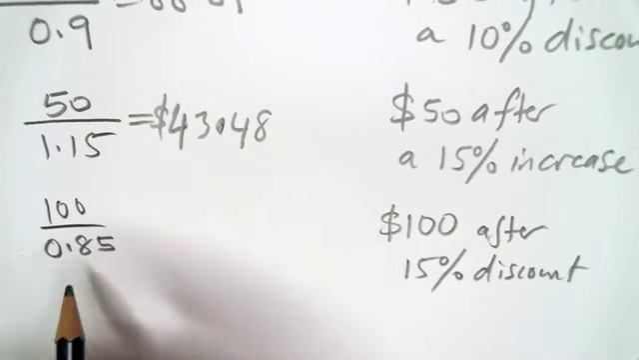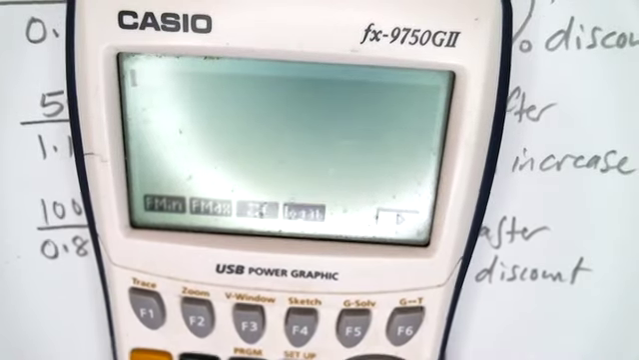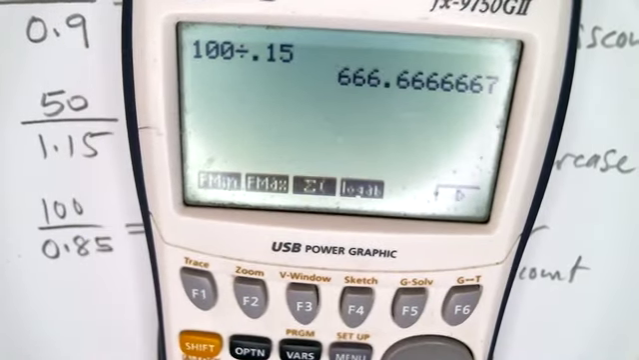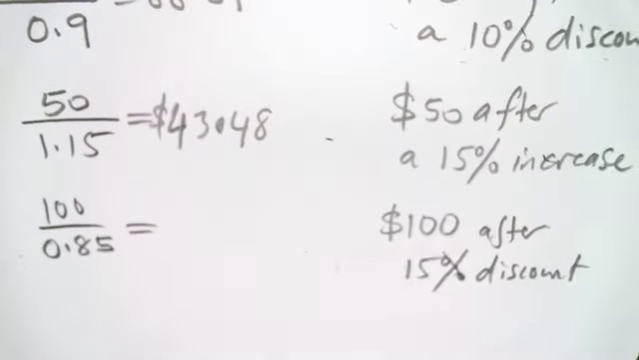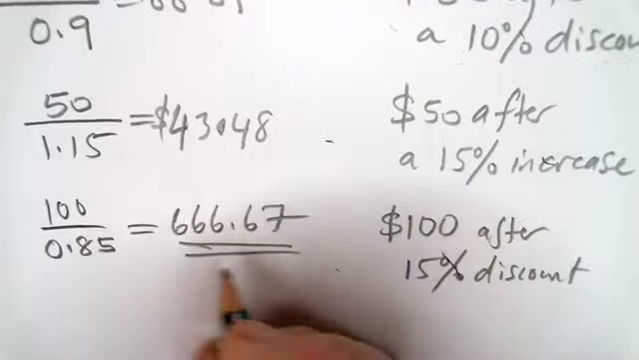That's going to be 0.85. Again, if you don't now understand how I got that, go back and watch the previous video. Otherwise, you're wasting your time. So 100 divided by 0.85, and we get 117.65.